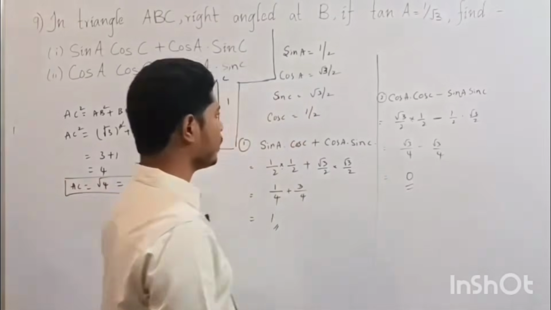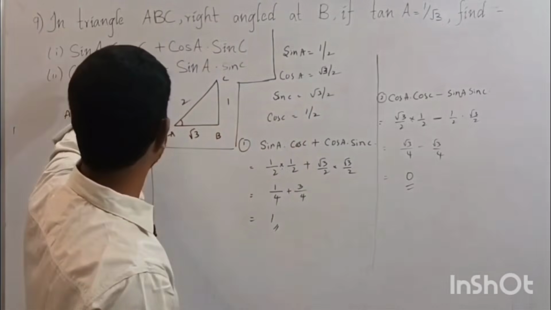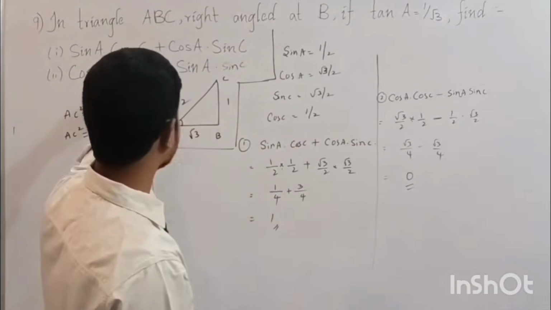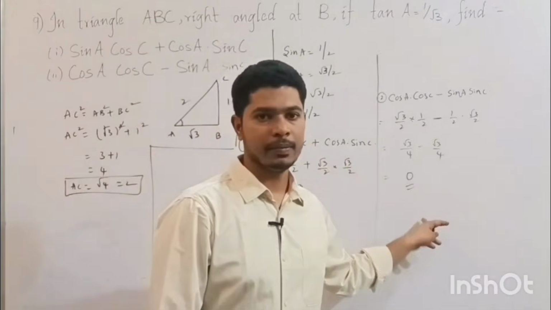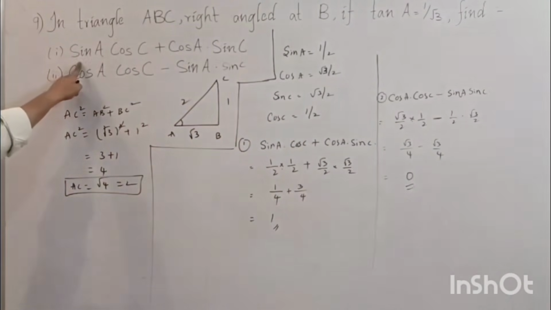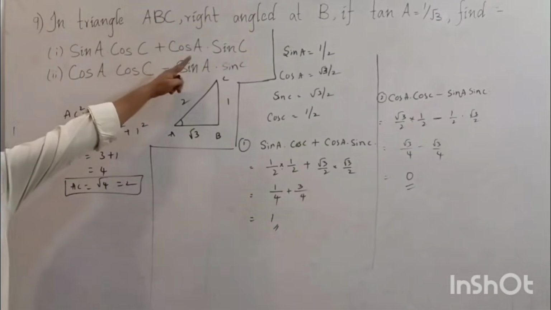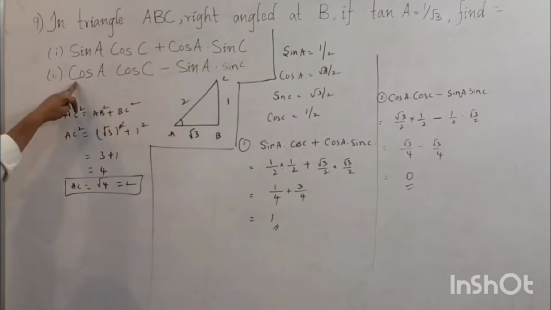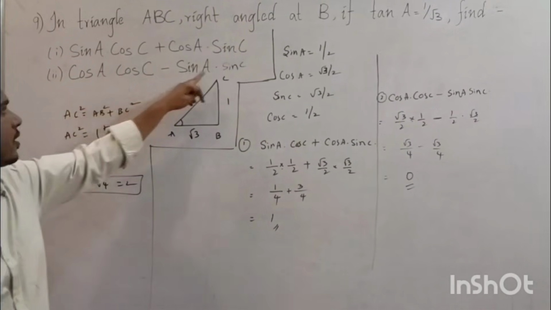The answer for the 8th question is 9th question. For the first question the answer is 1. For the second question the answer is 0. So this is the question. The first is sin A cos C plus cos A sin C. The second question is cos A cos C minus sin A sin C.